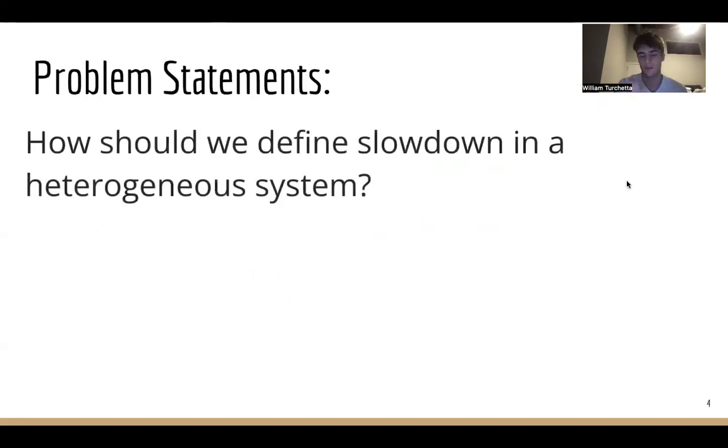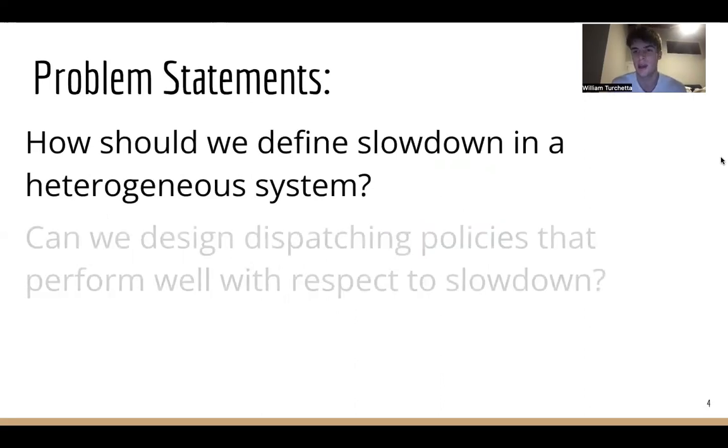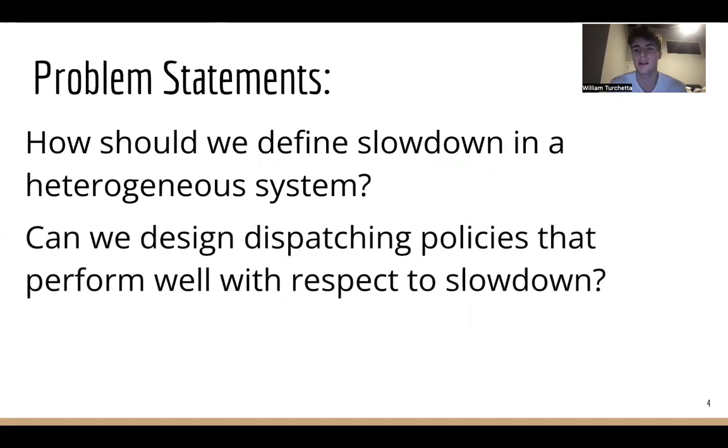So the problem statements. The first is how should we actually go about defining slowdown in a heterogeneous system? And the other is, can we design dispatching policies that perform well with respect to slowdown? So now I'll talk a little bit about what slowdown actually is.